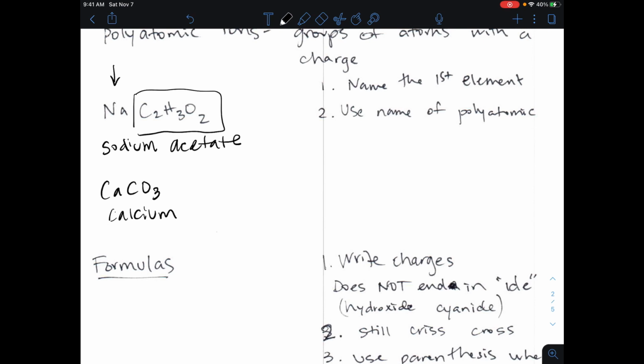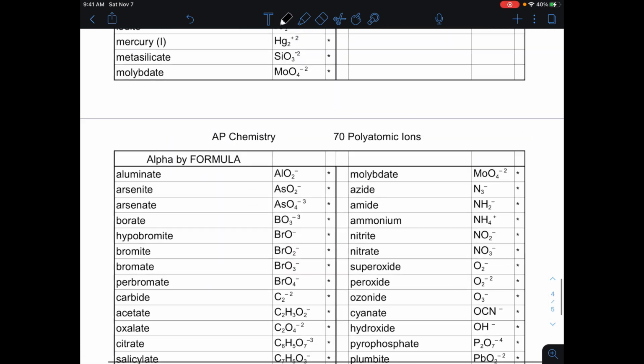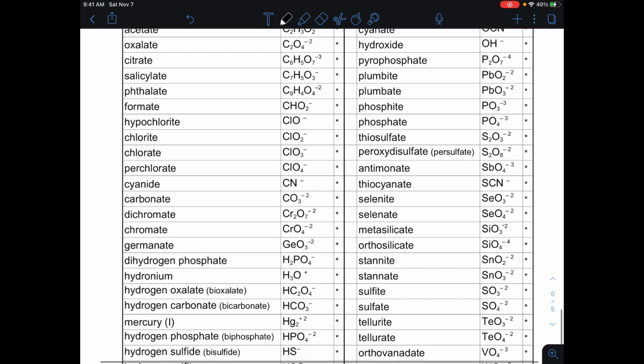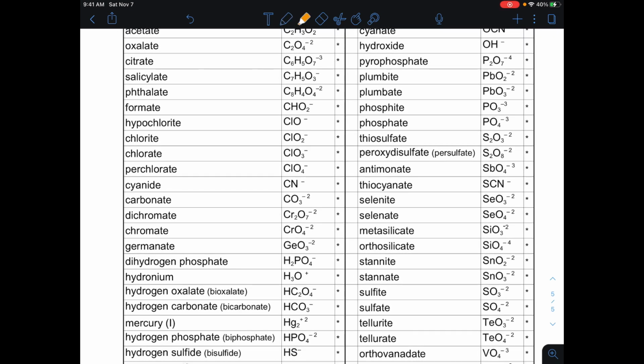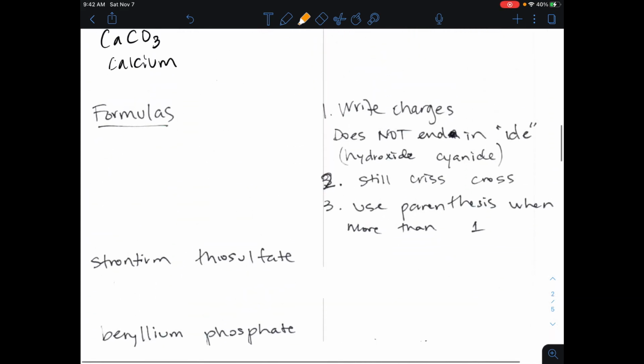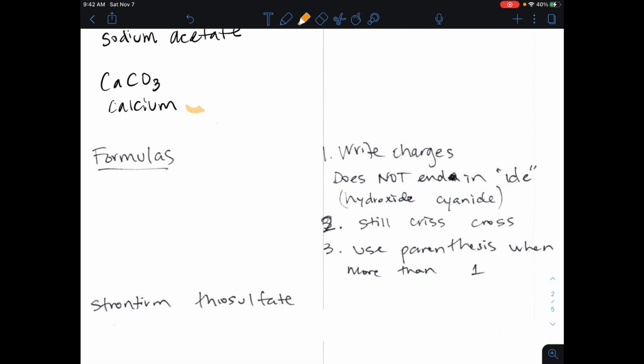There's no box for CO3 in the periodic table, which means we're looking for a polyatomic ion. Again, alphabetical by formula, let's go find CO3, and I found it right here. CO3. Now it has a charge. We don't need the charge for this part. We just need the name, and the name is carbonate. So then we go back up to the top, and we're going to call this calcium carbonate.